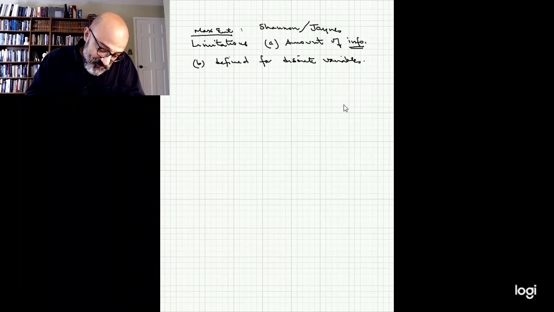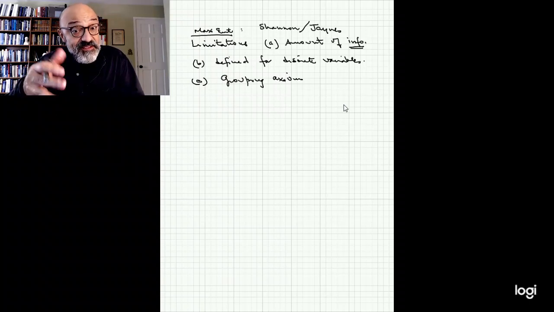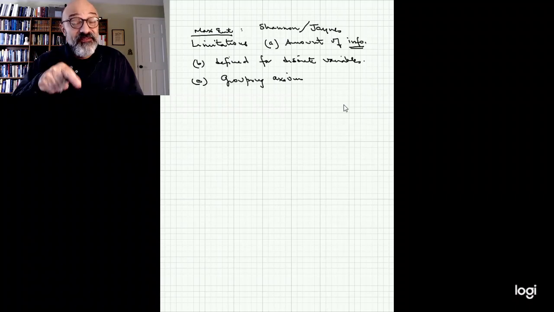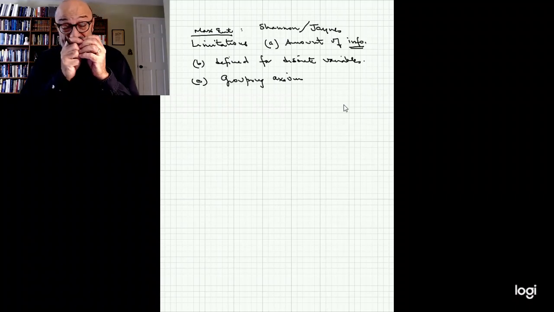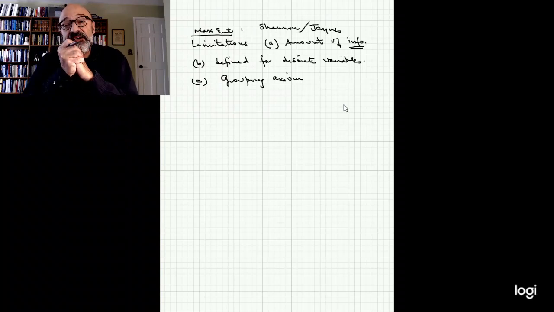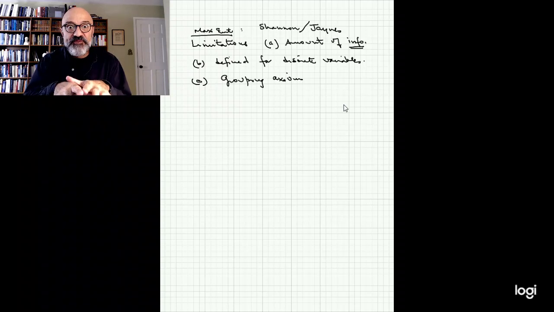Another one was that the grouping axiom was sort of reasonable, provided you didn't poke it too hard. If you start asking, really, is this an amount of expected information, or is it an amount of information? How can it be that you receive information and sometimes your distribution becomes broader?